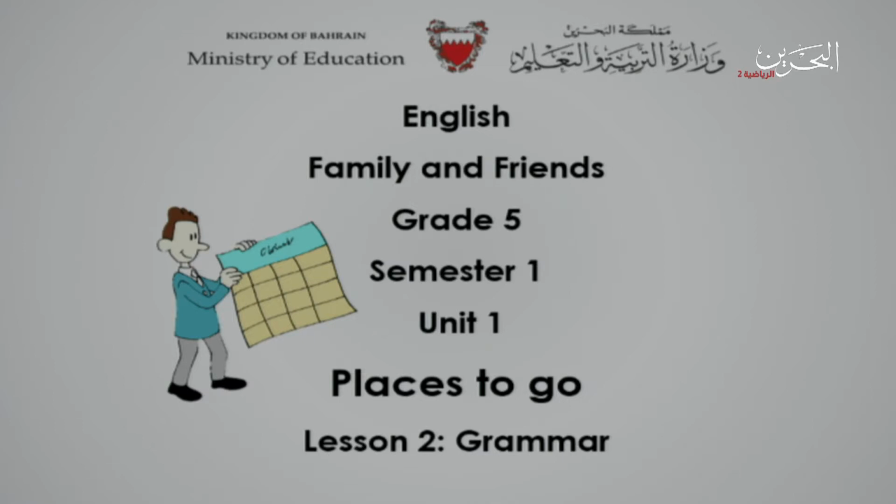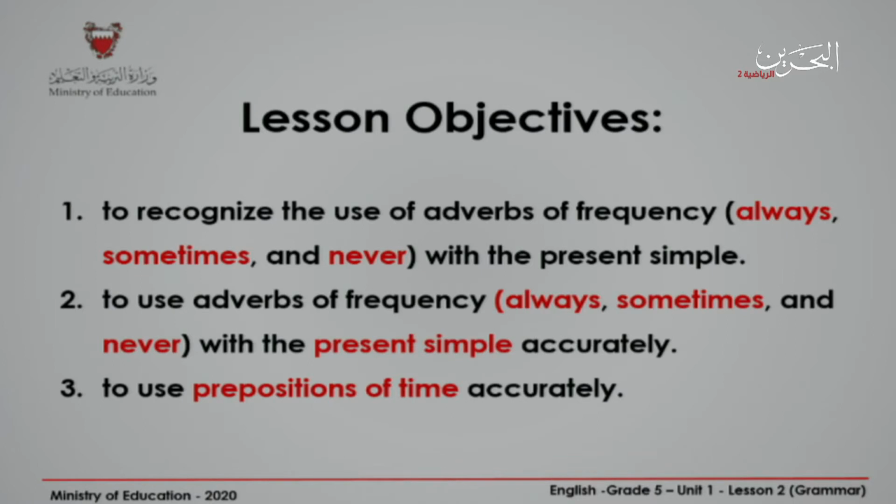Family and Friends, Grade 5, Semester 1, Unit 1, Places to Go, Lesson 2, Grammar. By the end of this lesson, you will be able to recognize the use of adverbs of frequency, always, sometimes, and never, with the present simple tense. Use adverbs of frequency, always, sometimes, and never, with the present simple accurately. And use prepositions of time accurately.